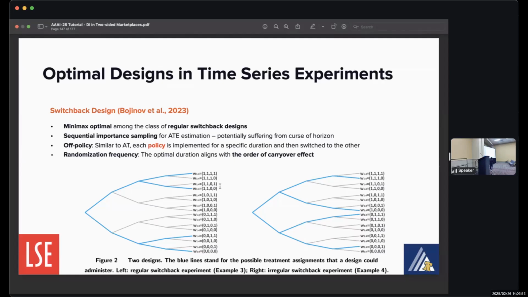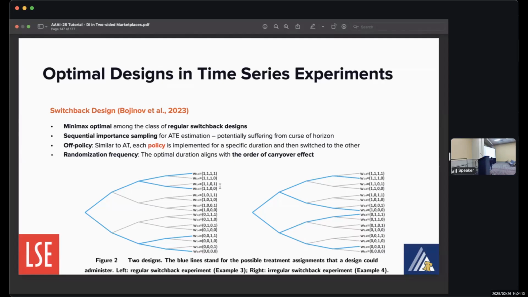So they consider a restricted class of designs. The potential limitation of their method is that they propose to use sequential importance sampling to estimate the AT, which, according to what I mentioned earlier, might suffer from the curse of horizon. And this design is those switchback designs.